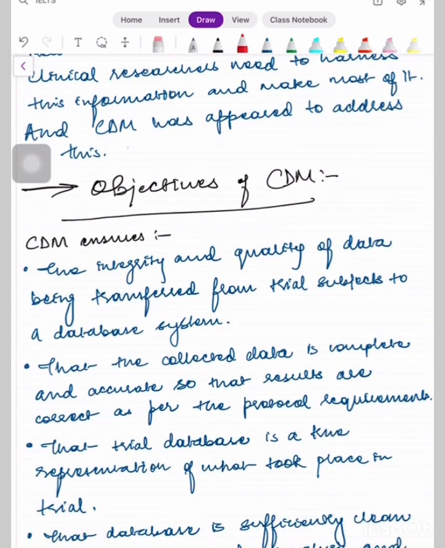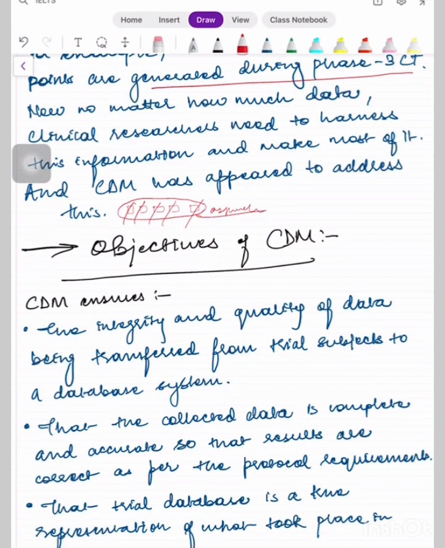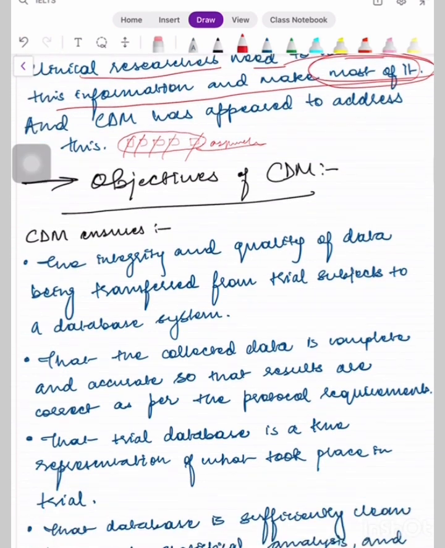You are asked in an exam that you can study from 12 books, but is it possible to study from 12 books for a subject in exam time? It's not. So I'm going to study at least 5 of them as much as I can so that I perform well. So no matter how much data a clinical researcher has, they need to harness this information and make the most of it, and CDM has appeared to address this problem only.